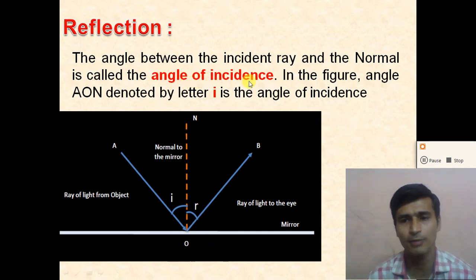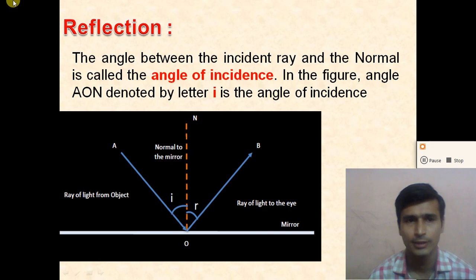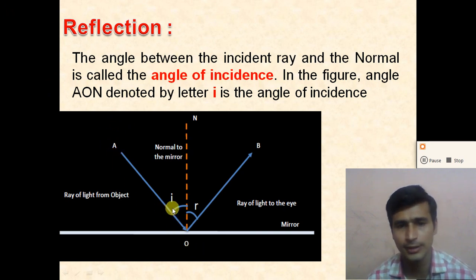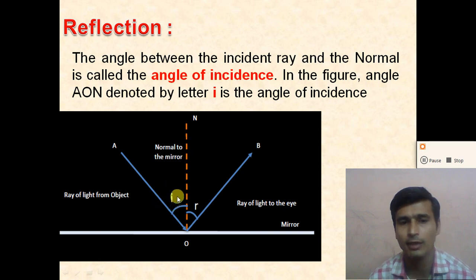Now another important term is the angle of incidence. What do you mean by the angle of incidence? The angle between the incident ray and the normal to the surface is called the angle of incidence. The angle that the incident ray makes with the normal is called the angle of incidence.